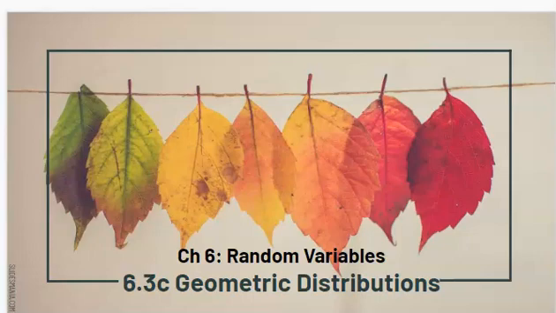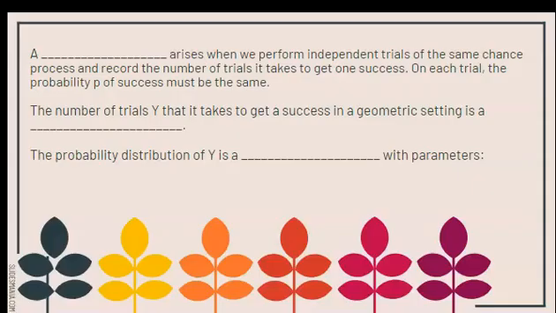All right, in our last section of Chapter 3, we're going to look at geometric distributions. A geometric setting arises when we perform independent trials of the same chance process and record the number of trials it takes to get one success. On each trial, the probability of a success has to be the same. So what's the difference between binomial and geometric? The biggest difference is that there's no set number of trials here.